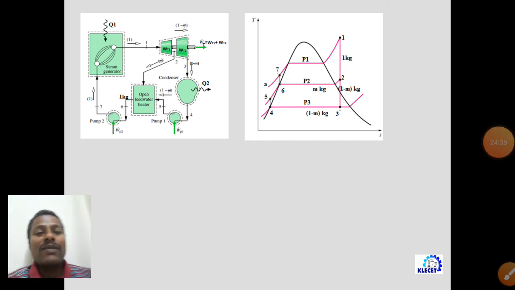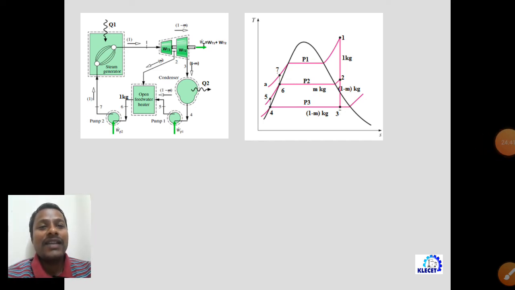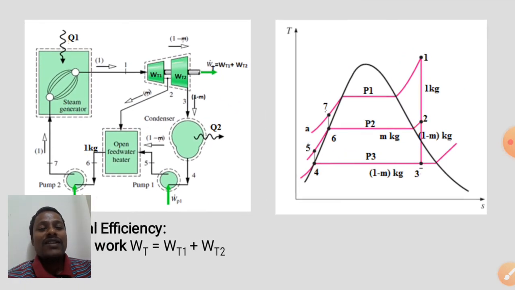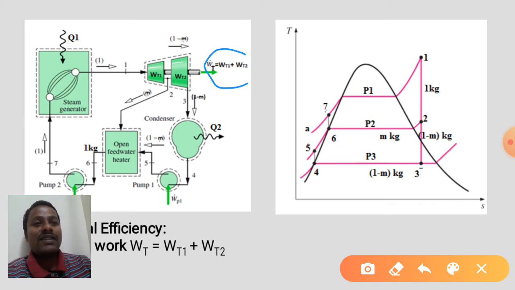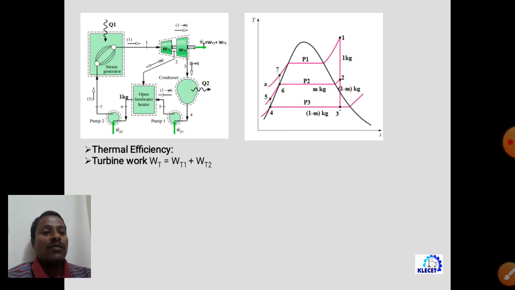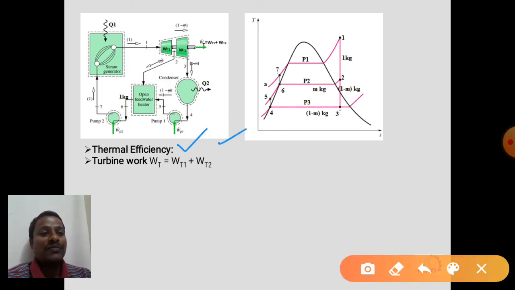Now let's look into the thermal efficiency of this regenerative Rankine cycle with open feed water heater. Thermal efficiency, we know, is nothing but the net work upon heat supplied. The net work includes turbine work minus pump work. To calculate the turbine work, as we have already seen in the schematic diagram, turbine work is the sum of the turbine work generated in the first stage plus the turbine work generated in the second stage. So Wt is equal to Wt1 plus Wt2.